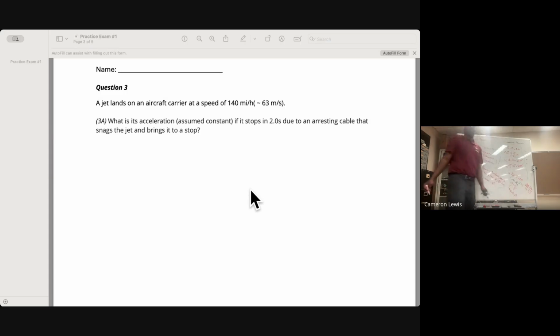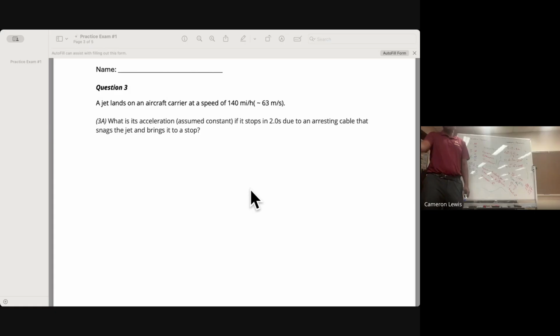Now, acceleration is what? A scalar quantity or a vector? Vector. So it has a direction. Where is the direction in this answer?